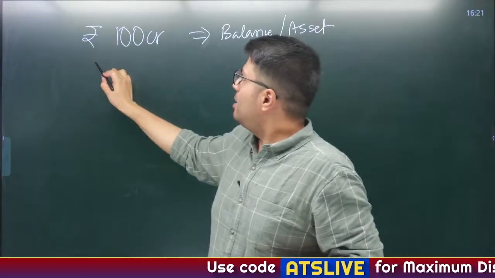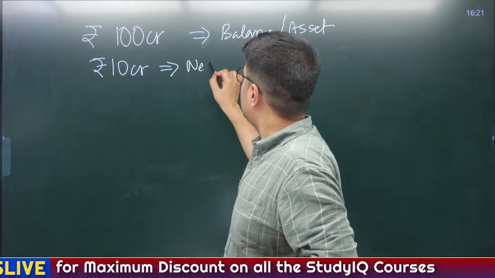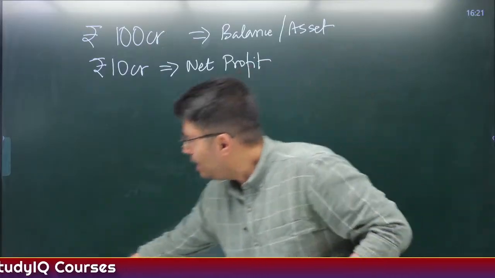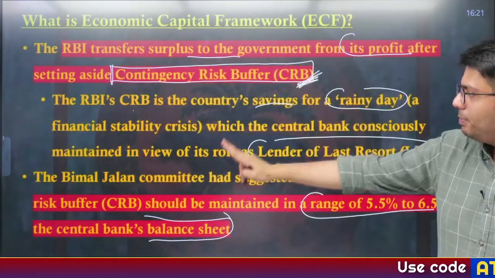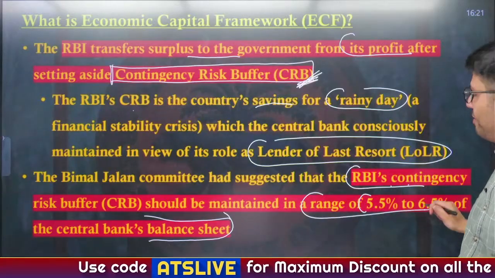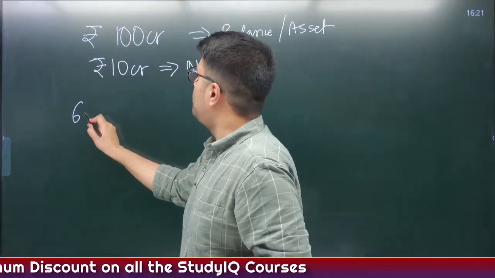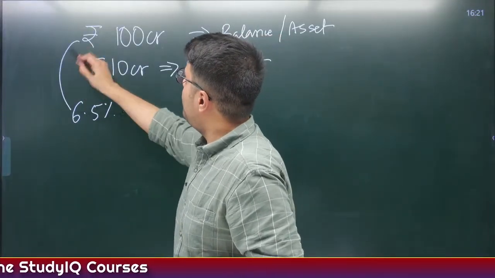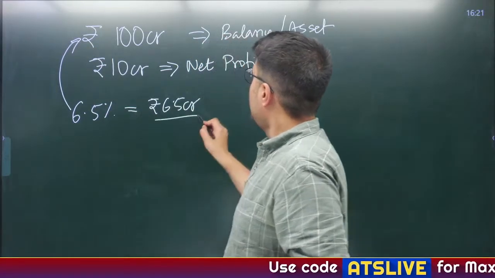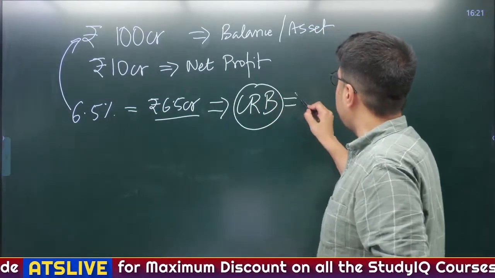Now out of this 100 crore rupees, RBI makes a net profit of 10 crore rupees. Now I told you the Bimal Jalan committee said that RBI's contingency risk buffer should be maintained within a range of 5.5 to 6.5% of its balance sheet. Let us assume RBI wants to maintain it at 6.5%. So what will be 6.5% of 100 crore rupees? It will be rupees 6.5 crore. So this is the size of the contingency risk buffer that RBI should maintain.